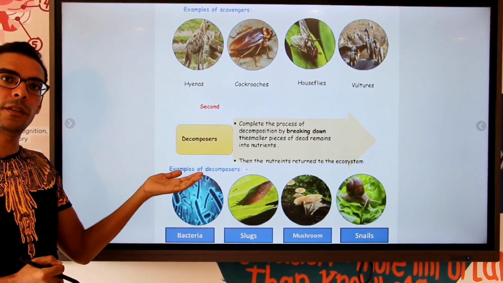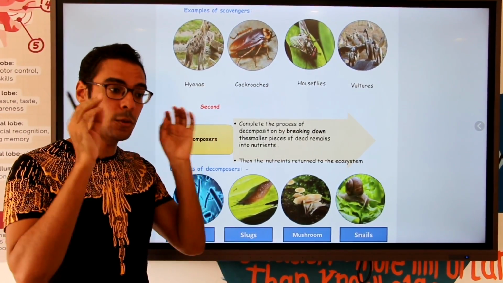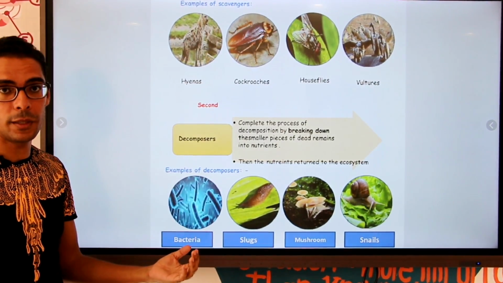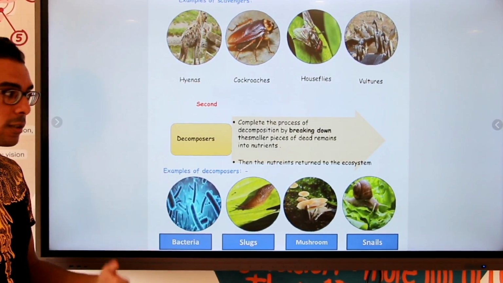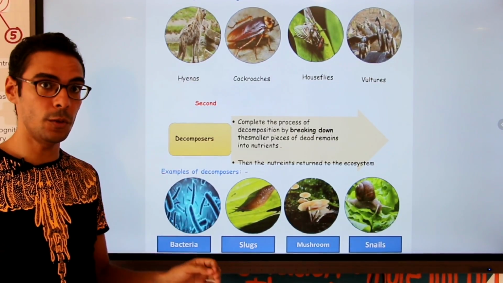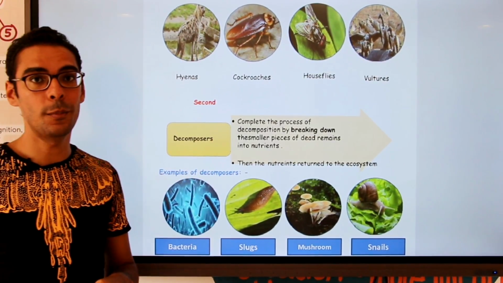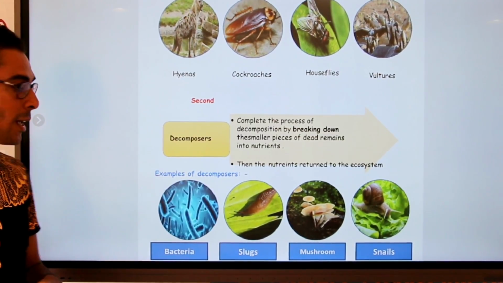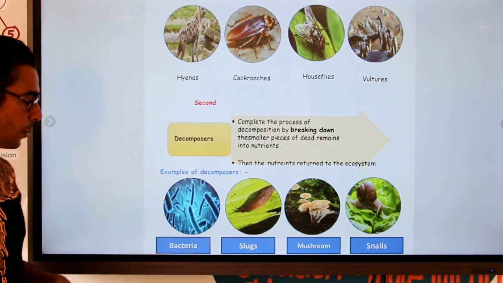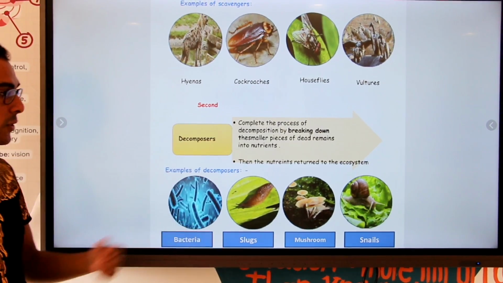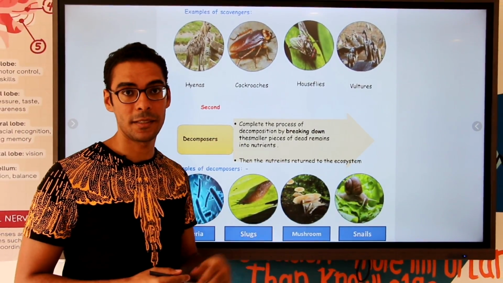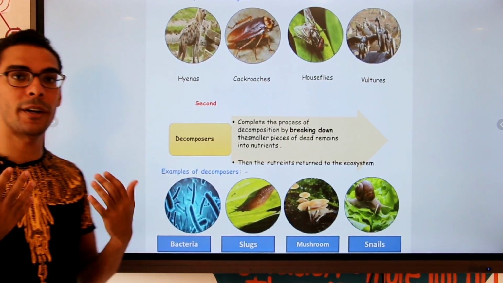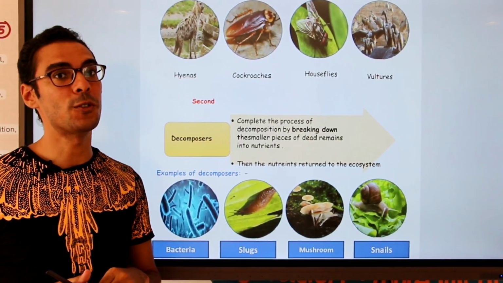Then the turn comes for the decomposers. They break them down into very small pieces. They eat some of them, then they leave the rest in the soil. This is why the soil becomes fertile, full of nutrients, because the decomposers' effect is really useful for the stability of our ecosystem. Some examples of decomposers are bacteria, slugs, mushrooms, and snails. So finally, these are the soldiers who are protecting our ecosystem and keeping life going on.